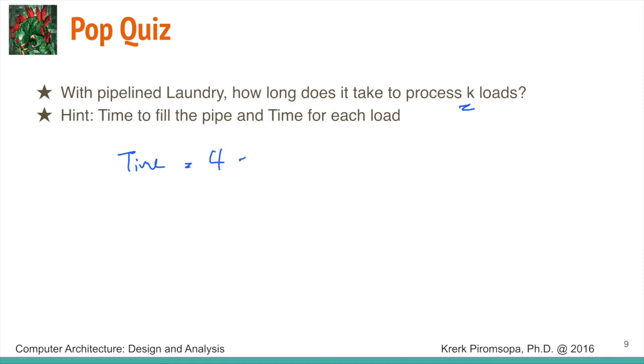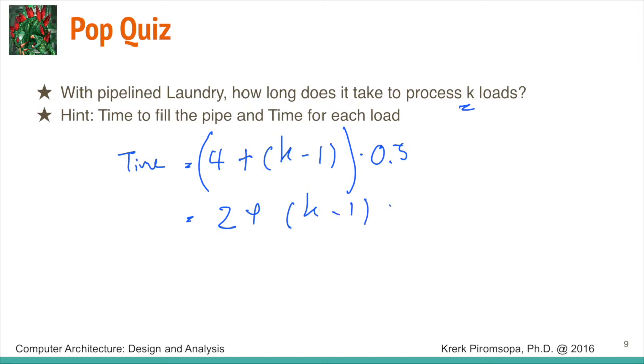If we got K loads, since in the first 4 cycles you already finished the first load, you only have to finish K minus 1 loads. And each cycle is actually half an hour, so we can times 0.5. Totally, you would get (4 plus K minus 1) times 0.5. Right? This is a generic function of the pipeline.